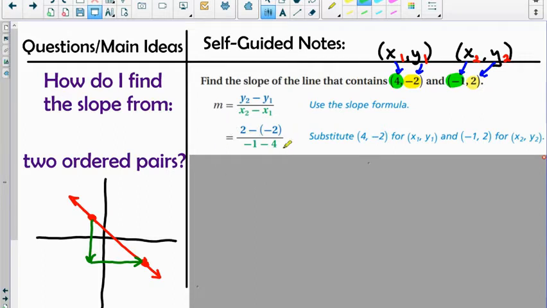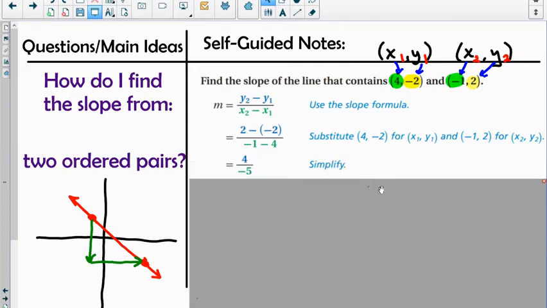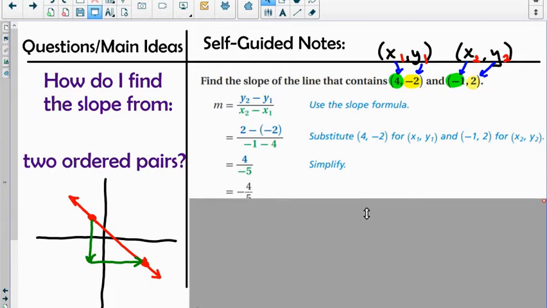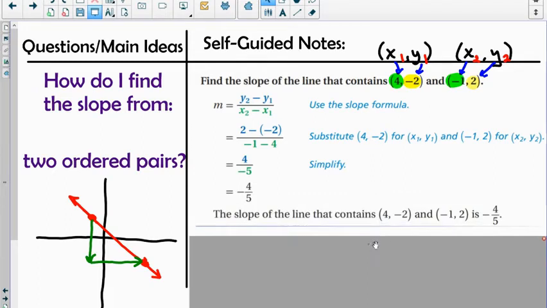And once you have things substituted, we just go ahead and do those subtractions. You can use a calculator to double check. 2 minus -2 is 4, and -1 minus 4 is -5. And then the last step is to simplify our slope. Because we're dealing with fractions here, we always want to make sure that we're simplifying our fraction. Reduce it if possible, and in this case, the only thing I could do is to just watch out for my signs. If I have a positive number divided by a negative number, overall, that's a negative answer. So the slope of the line that contains those 2 ordered pairs is -4/5.